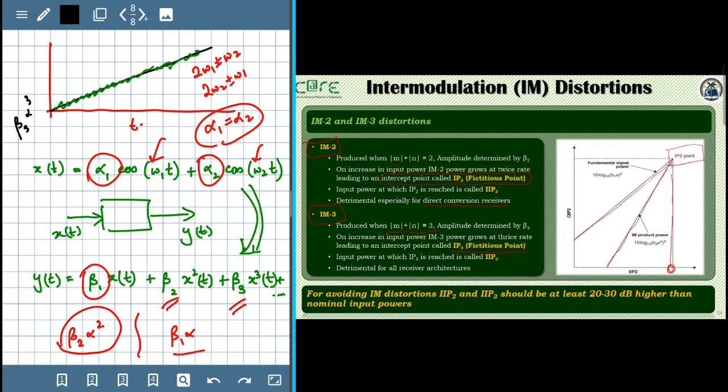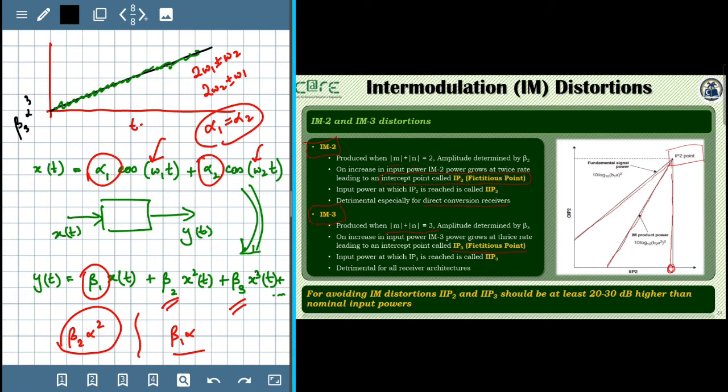The components at omega 1 minus omega 2 are more or less the components at near the DC level, and these DC level signals are bad for the direct conversion receivers, which are relying on direct conversion of the baseband, and some of the signal then gets distorted.